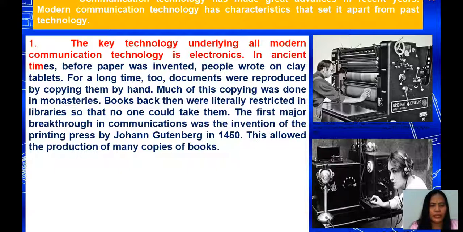In ancient times, before paper was invented, people wrote on clay tablets. For a long time too, documents were reproduced by copying them by hand. Much of this copying was done in monasteries. Books back then were literally restricted in libraries so that no one could take them. The first major breakthrough in communications was the invention of the printing press by Johann Gutenberg in 1450. This allowed the production of many copies of books.